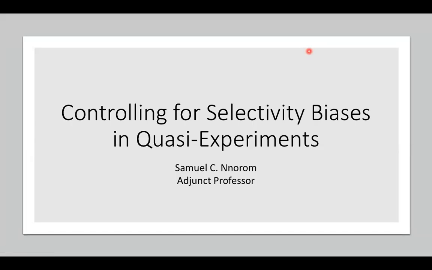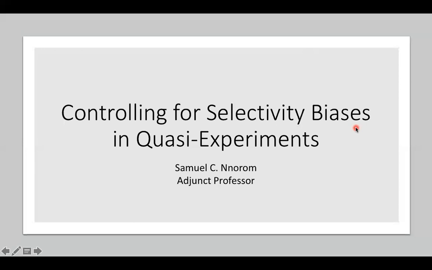This lecture talks about controlling for selectivity biases and quasi-experiments. The big thing about quasi-experiments is that they are non-randomized and they're selected. So groups are selected. The control group and the treatment group are both selected. And every time you select groups in any design, you stand a chance of committing selectivity biases.